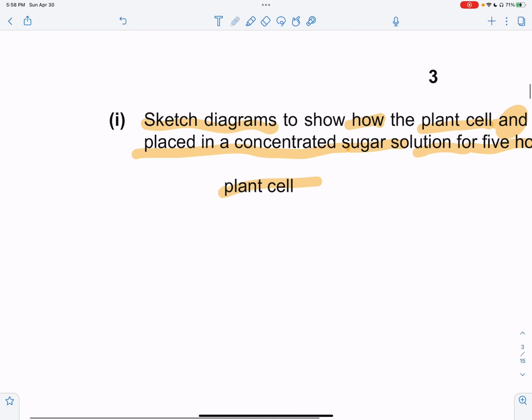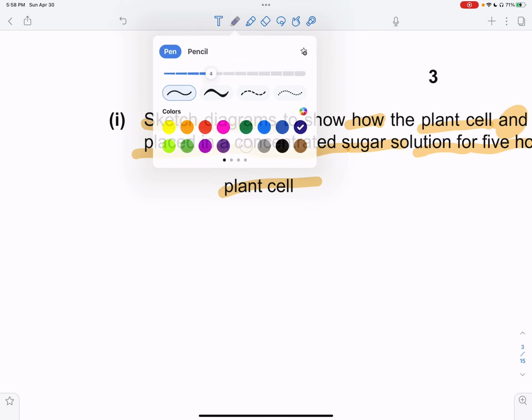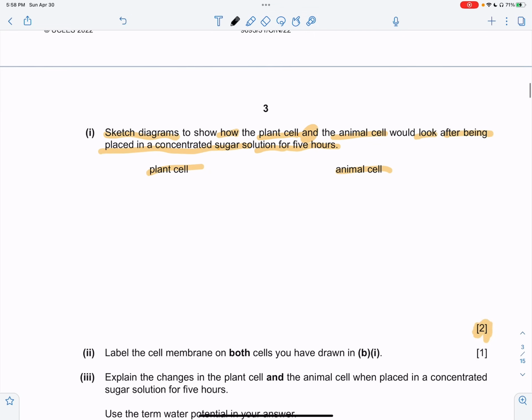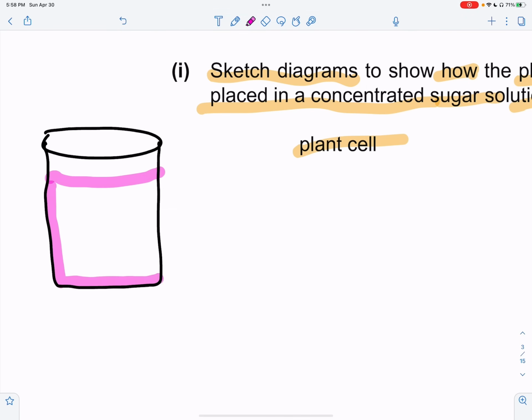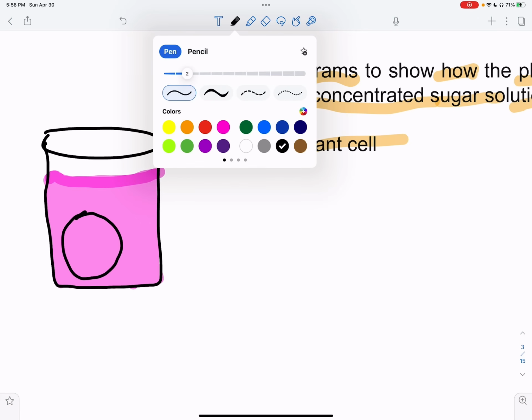So to help you imagine what this is discussing, here's our sugar solution. Sugar is sweet, so I'll make this pink. All right, the sugar solution, and then inside we're going to have our cell. It could be plant or animal. I'm just going to do an animal right now, kind of like how we started in class.